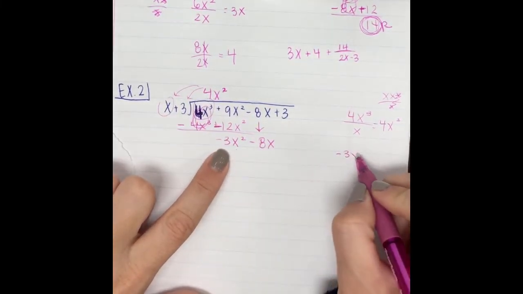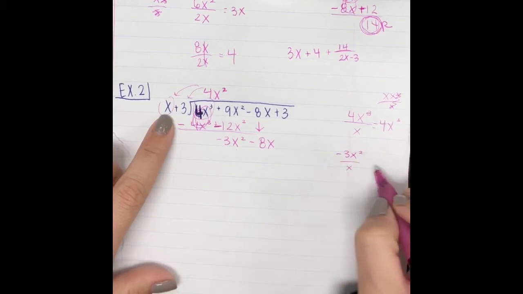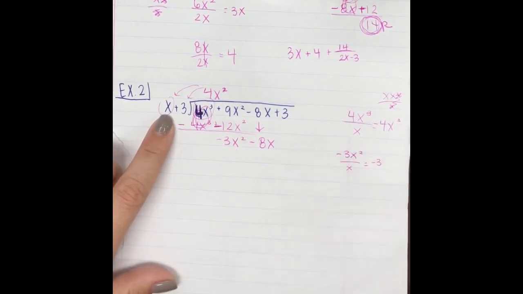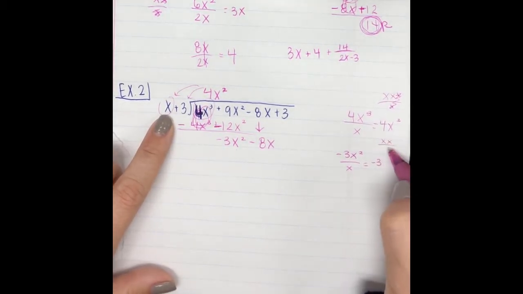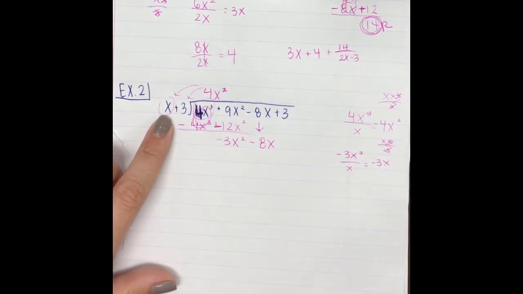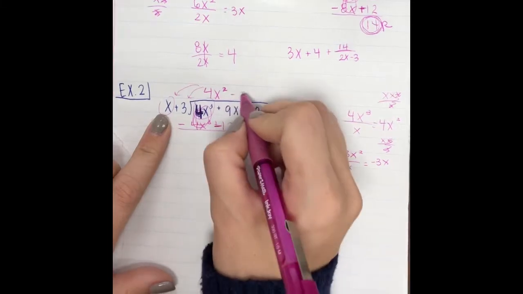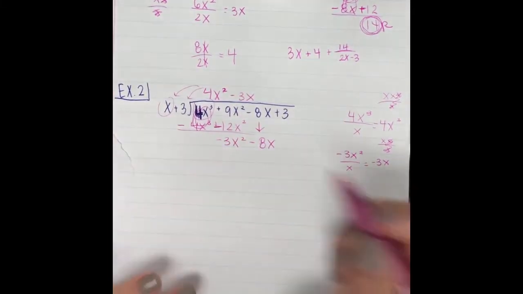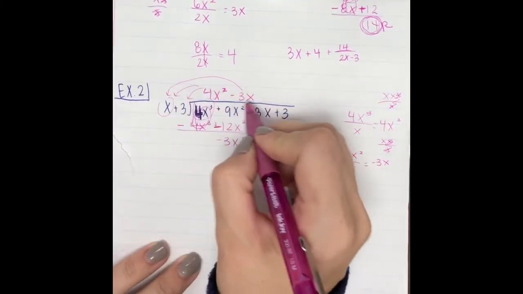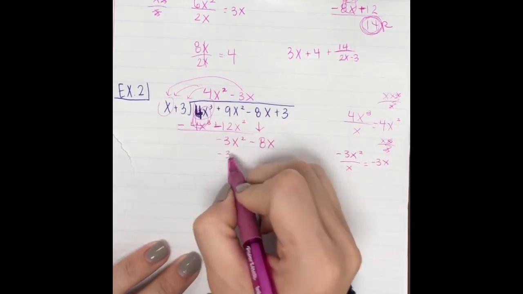So a negative 3x squared divided by x leaves us with a negative 3. We have 2 x's on top and 1 on the bottom, leaves you just 1x. So we have a minus 3x. And then we multiply. So minus 3x times x is a negative 3x squared.